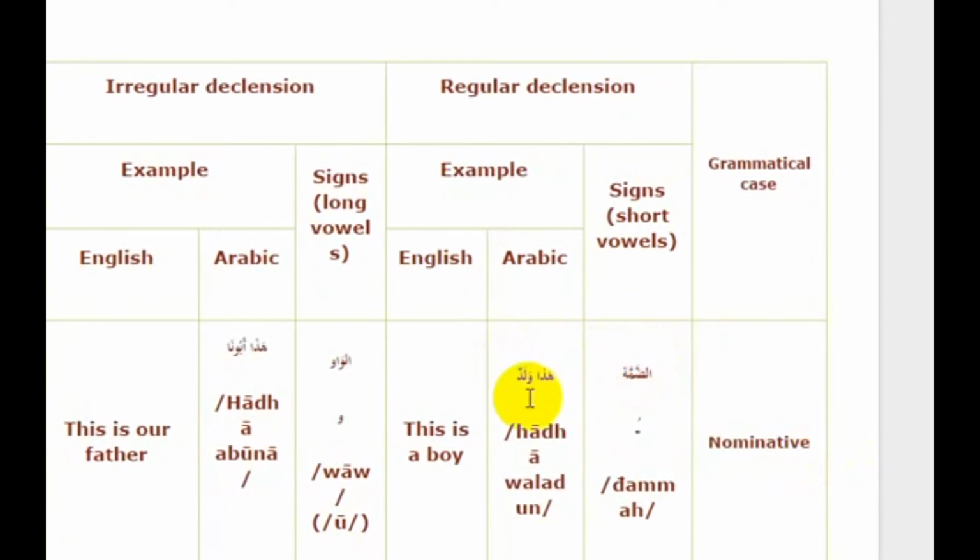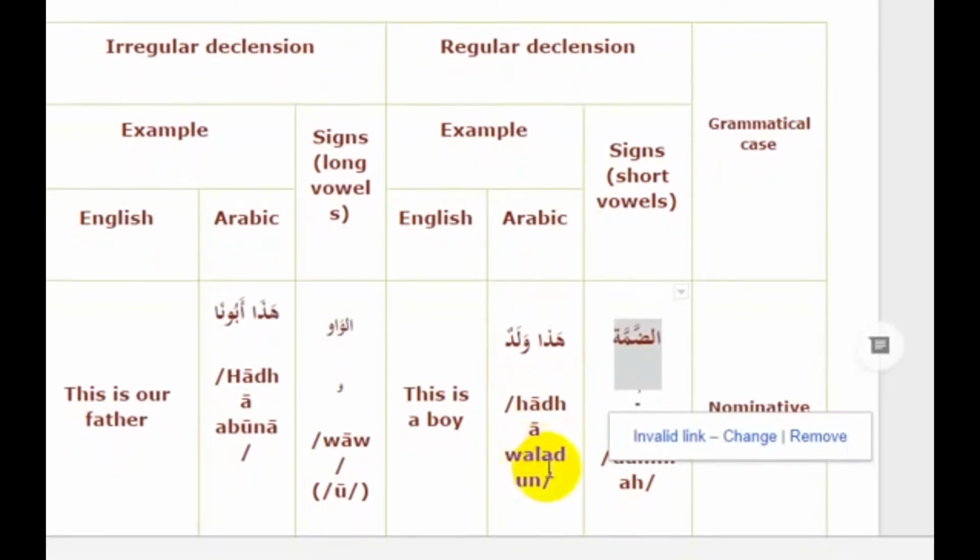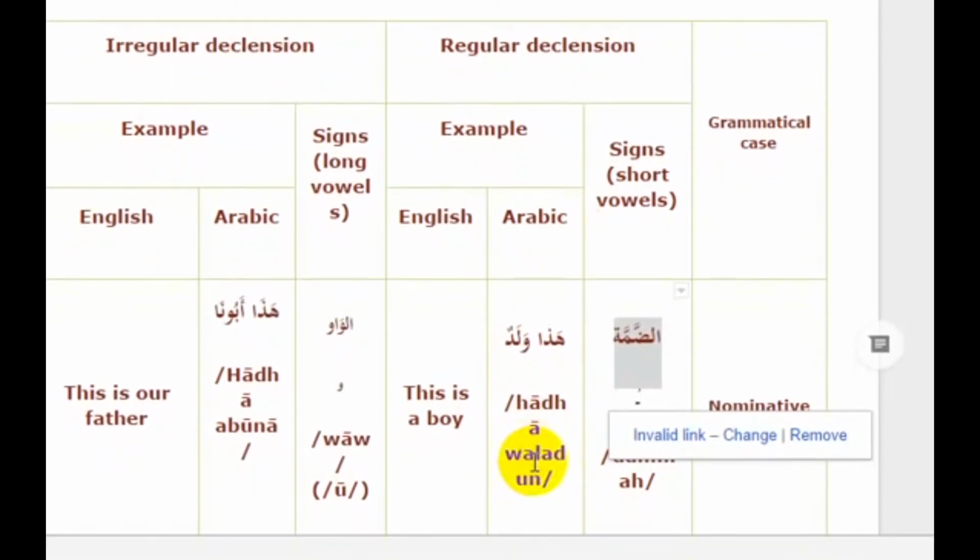This is a regular noun, regular declension, and this is a proper name or common name. Great, it is a common name, like in English. Here هذا ولد. If I make it bigger, هذا ولد. This is a transcription of the pronunciation of the word. This is a boy. Translation in English.